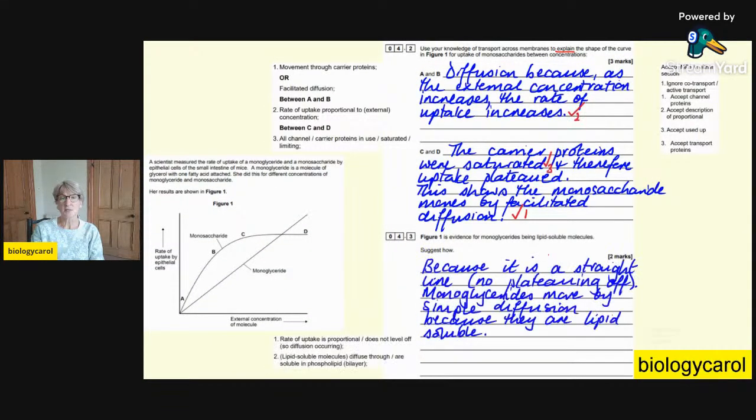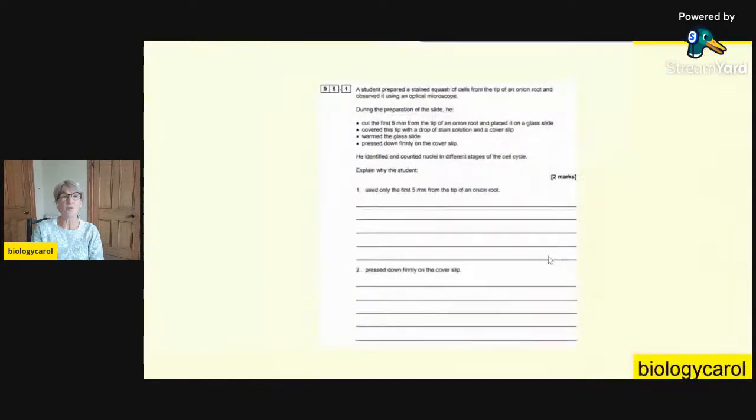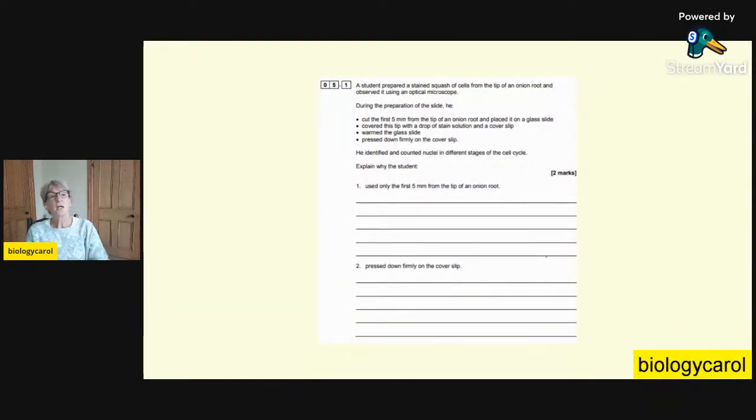Right, let's just zip down through this and move on to the next question. A student, new question, new topic. Student prepared a stained squash of cells from the tip of an onion root and observed it using an optical microscope. During the preparation of the slide, he cut the first 5 millimeters from the tip of an onion root and placed it on the glass slide.